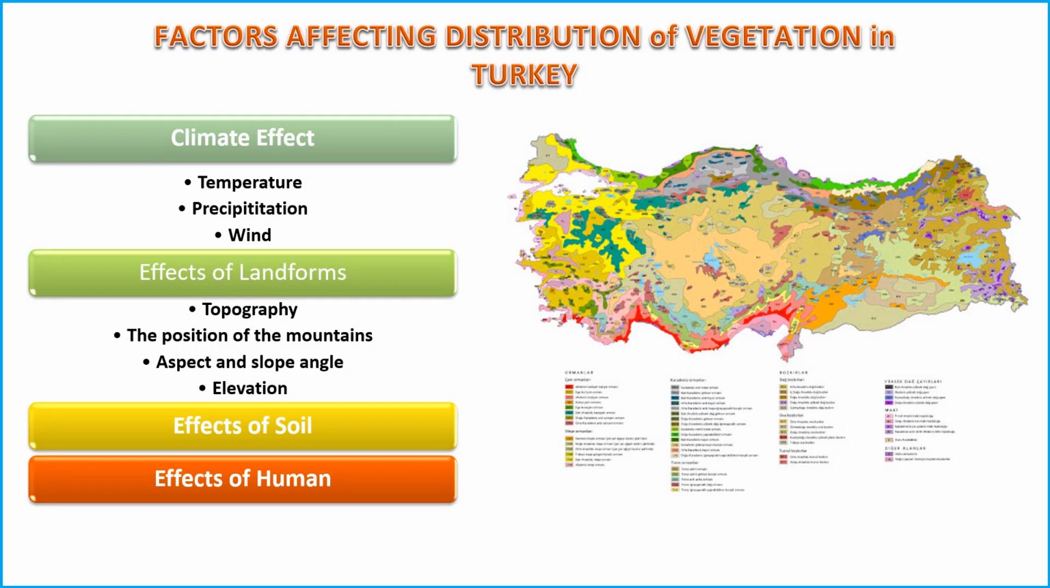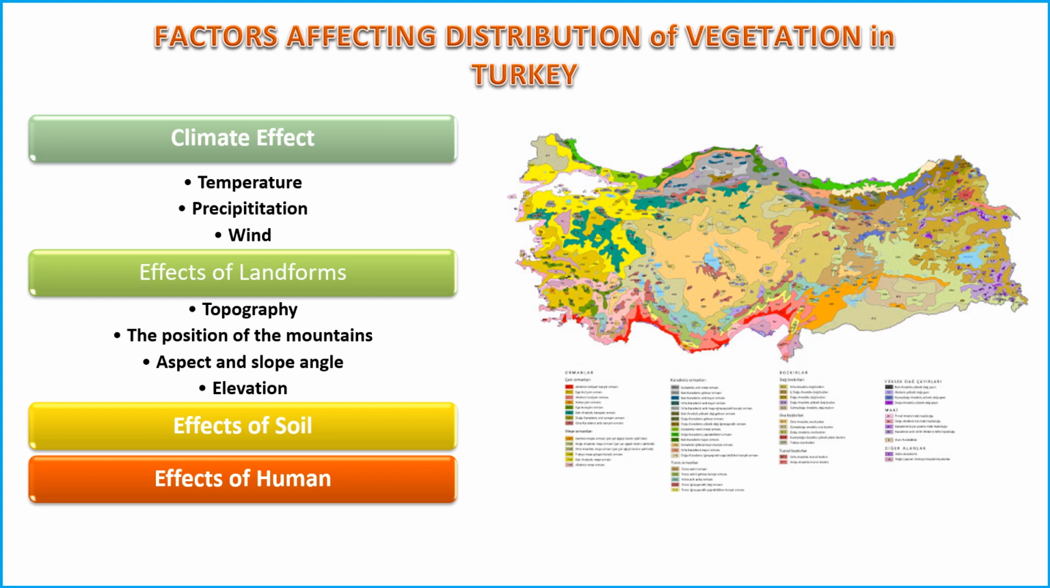The distribution of vegetation in Turkey is influenced by various factors, including: 1. Climate. Turkey has a diverse climate due to its geographical location. The country experiences a variety of climates, including Mediterranean, Aegean, Black Sea, and continental climates. Different plant species are adapted to specific climatic conditions, influencing the types of vegetation found in each region.